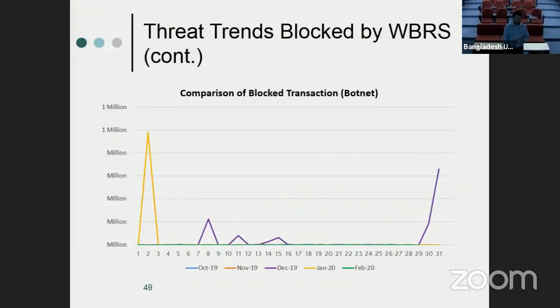In terms of botnet, as I told you, you have a spike in January. In January, the system detected over 1 million on a particular 2nd of January. Apart from that, there are very few botnet attacks that it was able to detect. So that is one of the things: we are not able to detect a very large amount of botnet transactions using CESS.